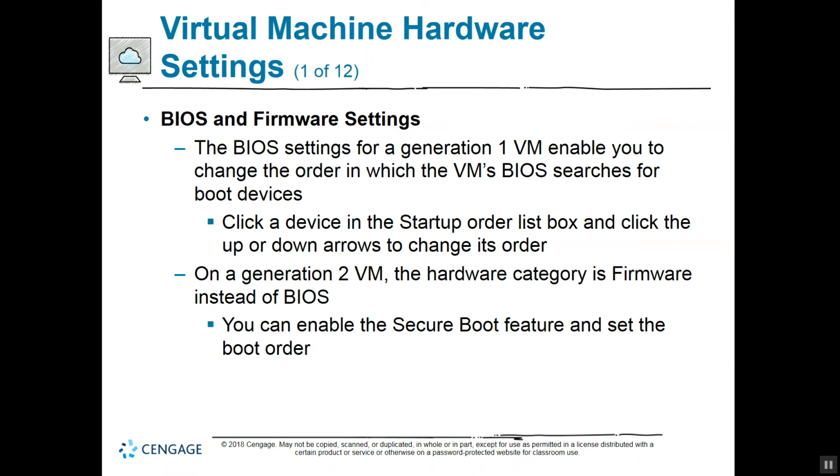Now, when it comes to virtual machine hardware settings, we've got BIOS and firmware settings. The BIOS settings for a Gen 1 VM enable you to change the order in which the VM's BIOS searches for boot devices. You can click a device in the startup order list box and click the up or down arrows to change the order. On a Gen 2 VM, the hardware category is firmware instead of BIOS, so UEFI. You can enable the secure boot feature and set the boot order.